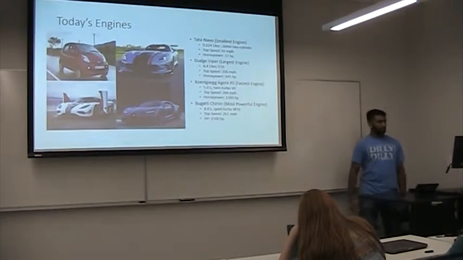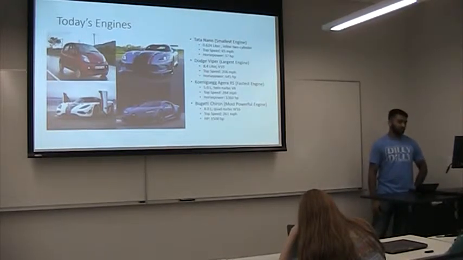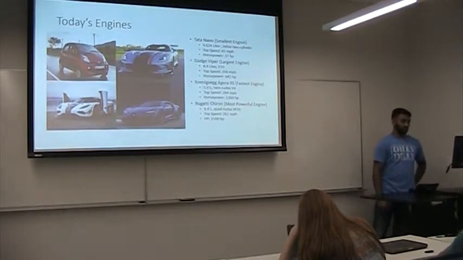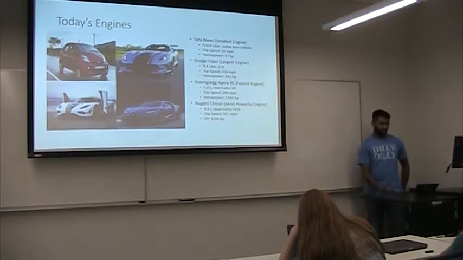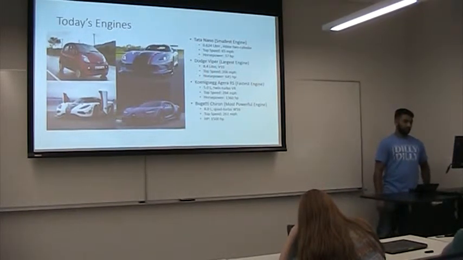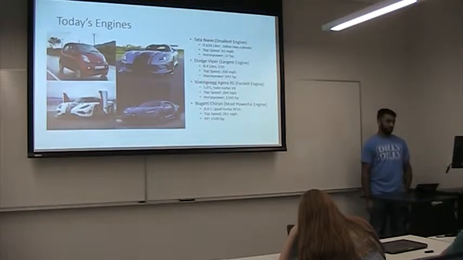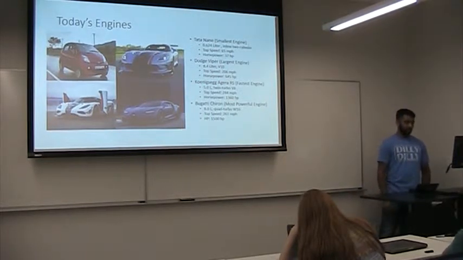He attached a gas engine to a handcart to make the first car. Today's smallest engine and largest engine by volume are the Tata Nano and Dodge Viper. The fastest engine is the Koenigsegg Agera, and the most powerful engine is the Bugatti Chiron, putting out about 1,500 horses.